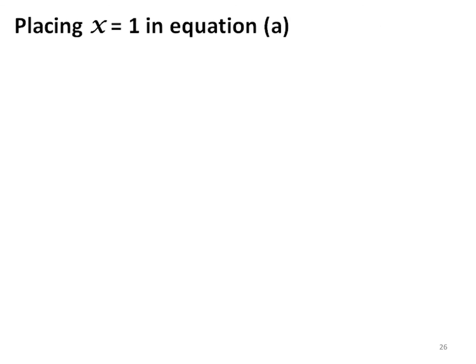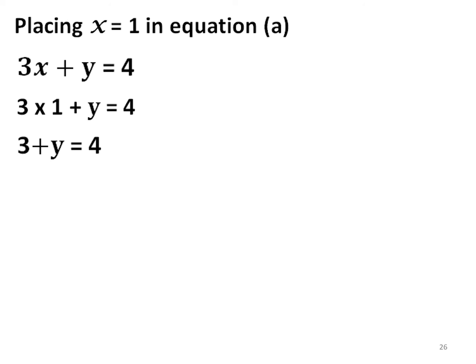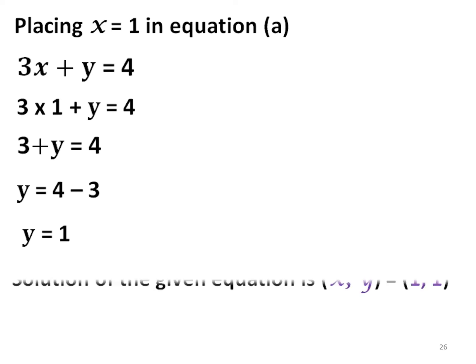Placing x is equal to 1 in equation A, that is 3x plus y is equal to 4. 3 into 1 plus y is equal to 4. 3 plus y is equal to 4. y is equal to 4 minus 3, and therefore the value of y is 1. So the solution of the given equation is x comma y is 1 comma 1.